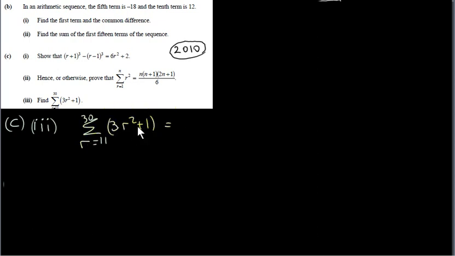Now I explained in the last video that we can write this as 3 sigma r squared from r equals 11 up to 30 plus sigma of 1 from r equals 11 up to 30. So we had an expression just like this. It was actually 6r squared plus 2. I showed could be written as 6 sigma r squared plus sigma of 2. So if you want to see why that is true, you can look to the last video.